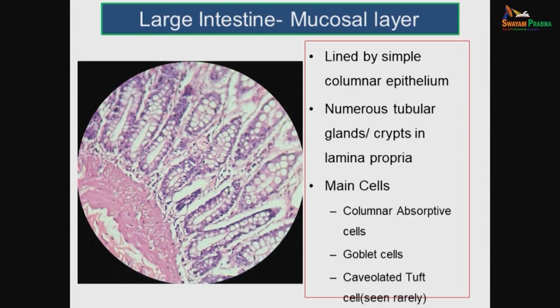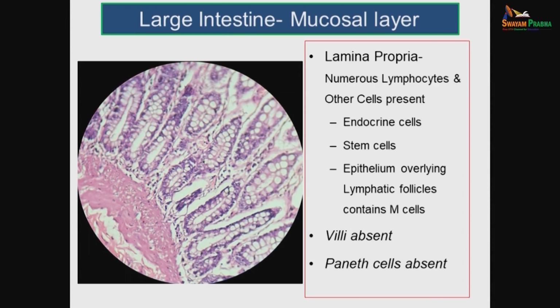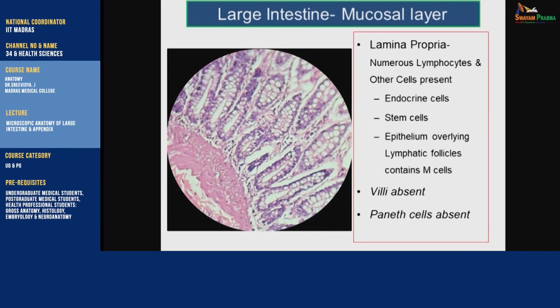Next, we have seen the simple columnar epithelium in the mucosa, the cells of the simple columnar epithelium. Now, we will also have a few words about the lamina propria, on which the simple columnar epithelial cells are resting. In the lamina propria, there are numerous lymphocytes and endocrine cells.